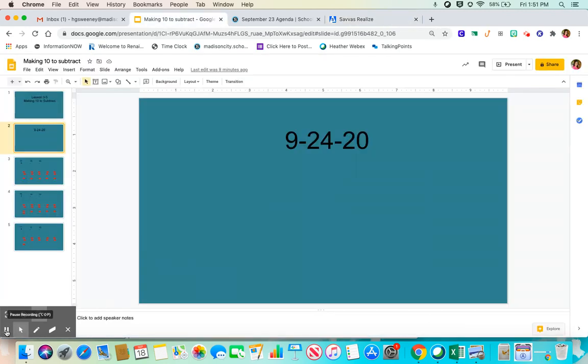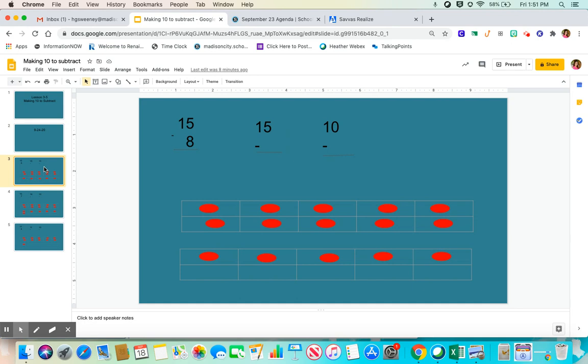All right, guys. So now what we're going to do is a little bit of practice with this skill together. So what I want you to do is open up your math notebook to the page that you were on, and I want us to go ahead and get started on a practice. So what we're going to do is start with 15 minus 8.